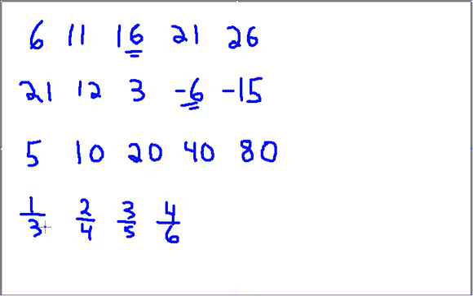What about in our denominator? Our first denominator is 3. What did we have to do to it to get to 4? Well, we had to add a 1. 3 plus 1 is 4. We turned around and added 1 again. 4 plus 1 is 5, and added 1 again. 5 plus 1 is 6.